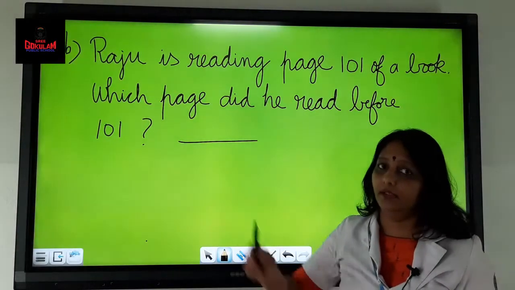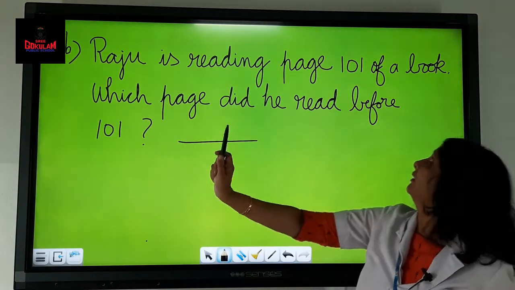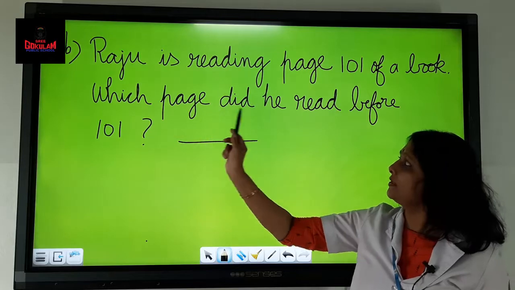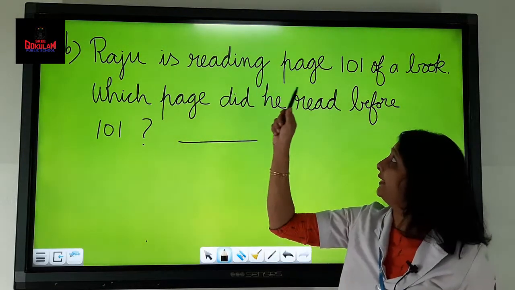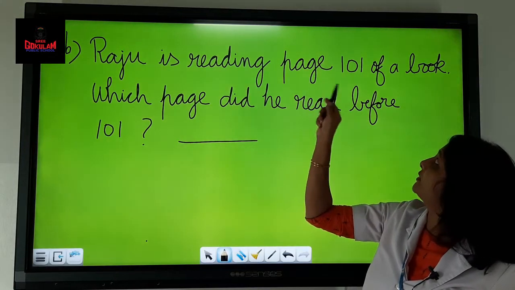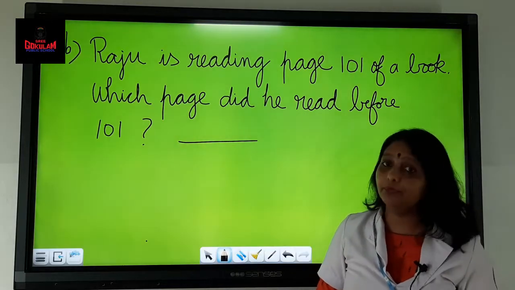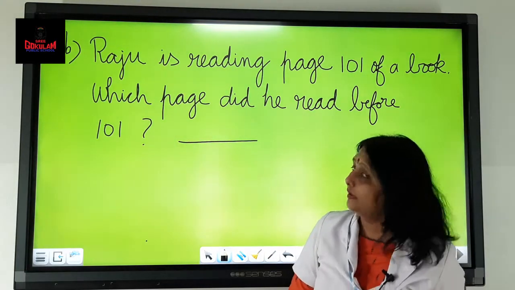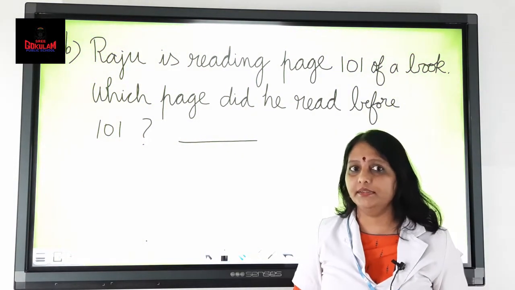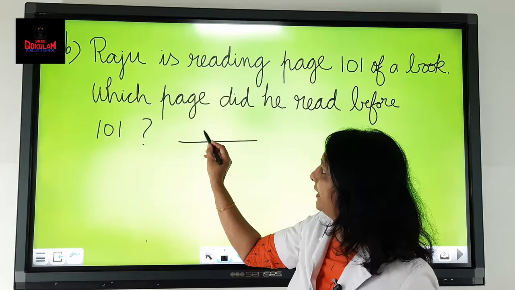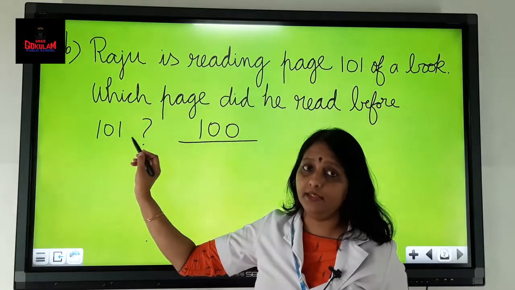Next question. Raju is reading page 101 of a book. Which page did he read before? Raju is reading a book and the page number is 101. Which page did he read before 101? Which number comes before 101? Yes, 100. So, he has read page number 100 before 101.